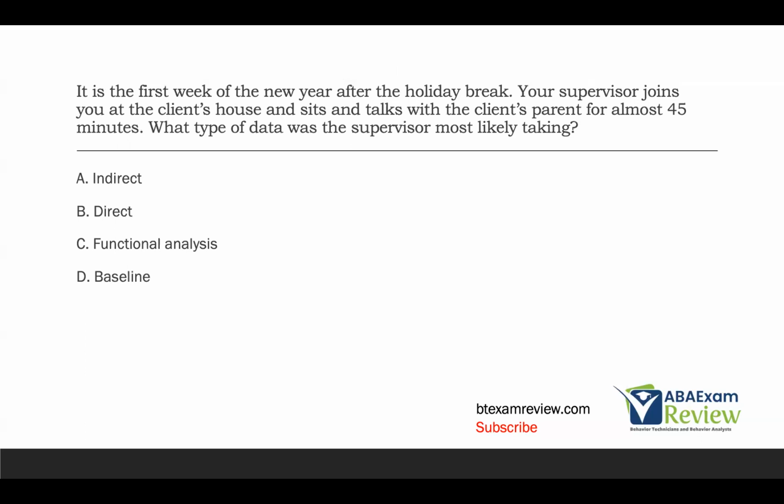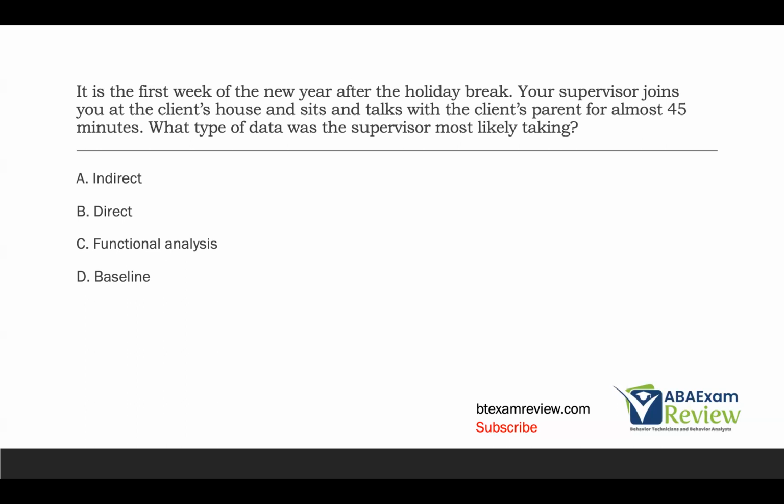It is the first week of the new year after the holiday break. Your supervisor joins you at the client's house and sits and talks with the client's parents for almost 45 minutes. What type of data was the supervisor most likely taking? All right, what type of data? That is the question we're focused on here. So let's think through different types of data, okay? We have indirect data, we have direct data, we have baseline data, we can take maintenance data, we can take functional analysis data, preference data. We have all these different types of data we can take, all right? So you really have to narrow it down to what is occurring in the scenario.